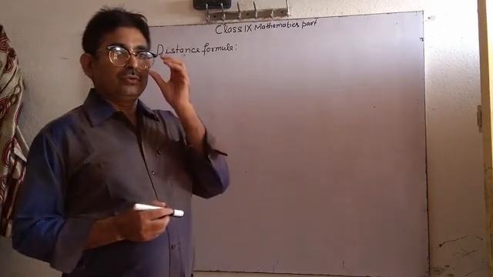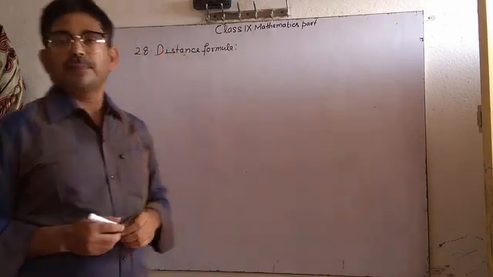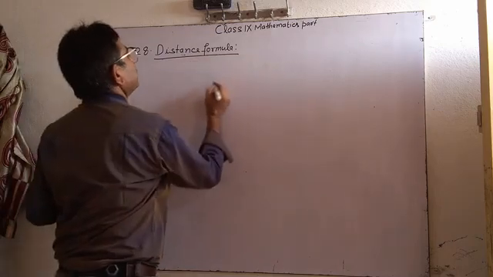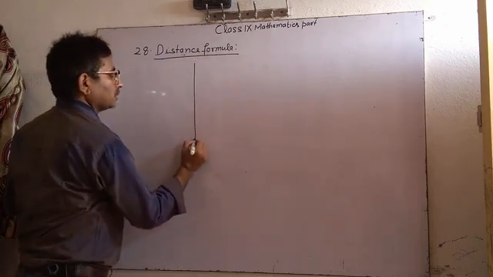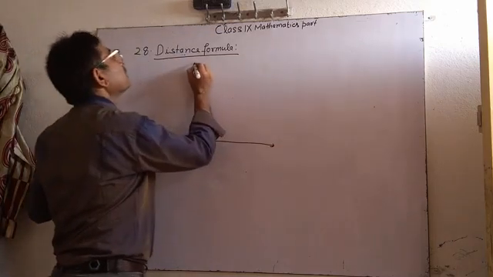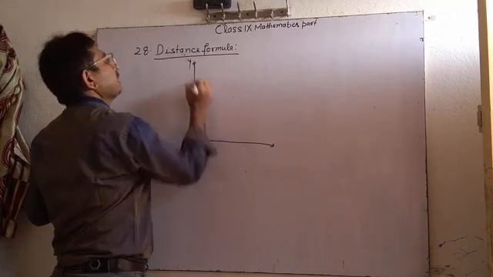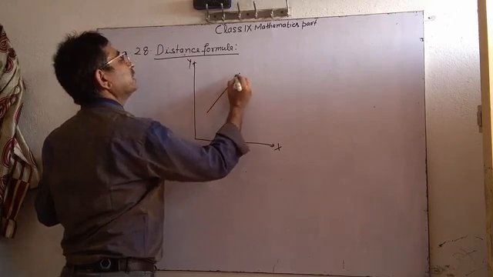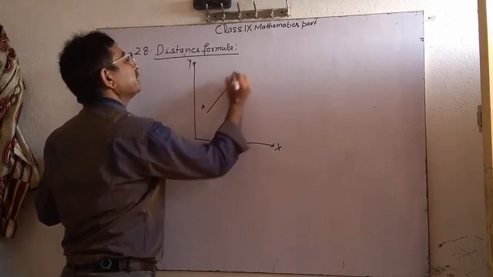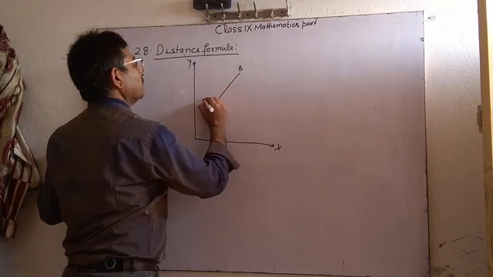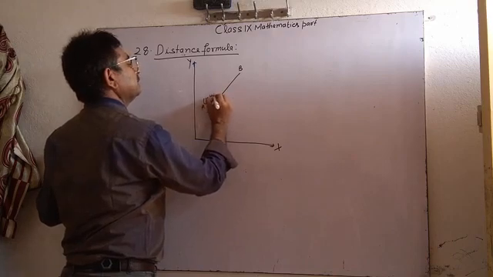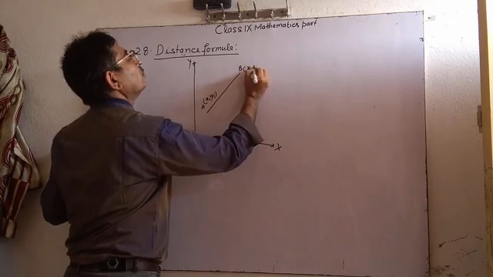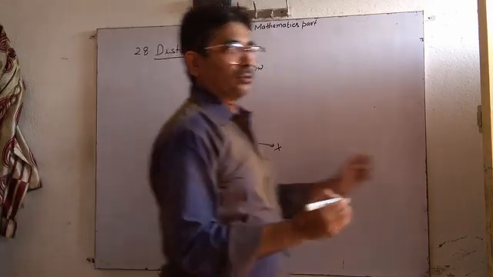I am going to discuss the distance formula, last chapter 28. Here, this is the y-axis, this is the x-axis. We are required to calculate the distance between point A and B. The coordinates of point A are x1, y1 and of point B are x2, y2.